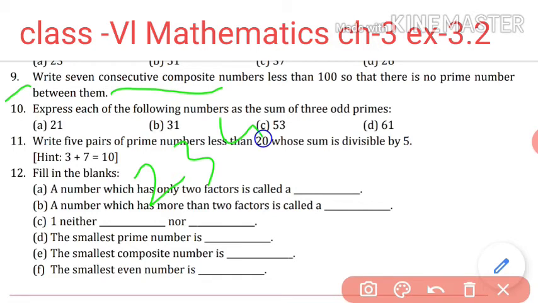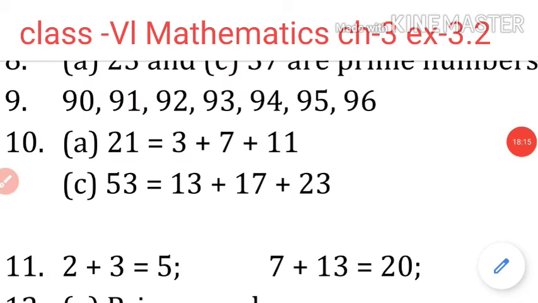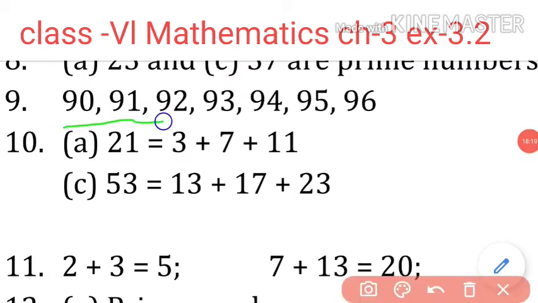Consecutive means what? 2, 3, 4. These are consecutive because they are increasing by 1. But you have to write 7 consecutive numbers, and in between there should be no prime number. If I write 2, 3, 4, 5, 6, 7, here you can see 3 and 5. There are prime numbers between these, isn't it? But all the numbers should not be prime numbers. So come to our answer.